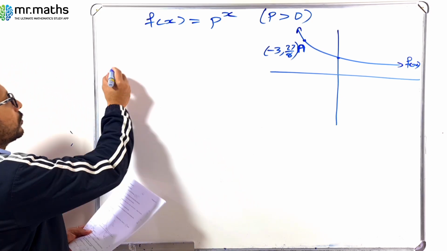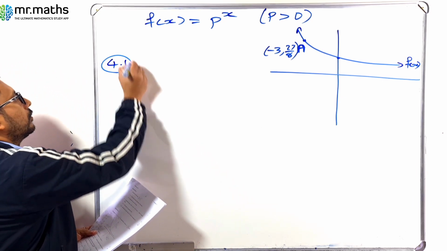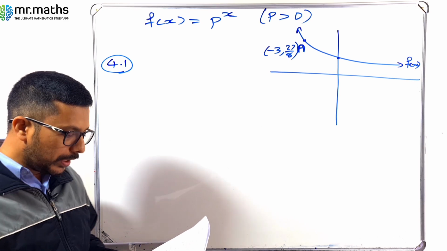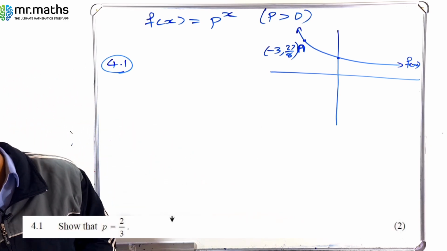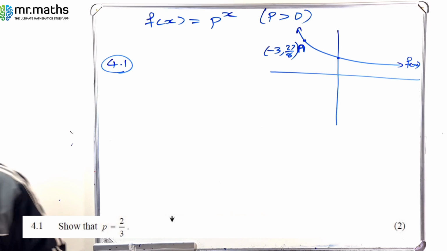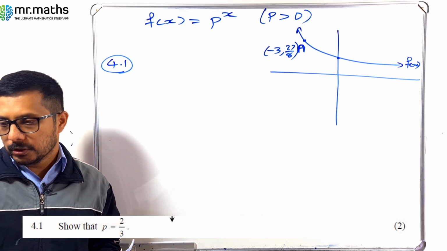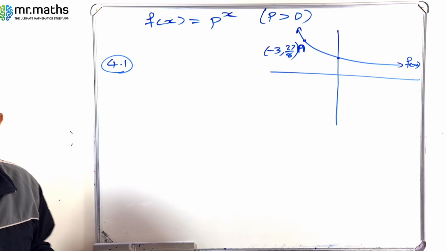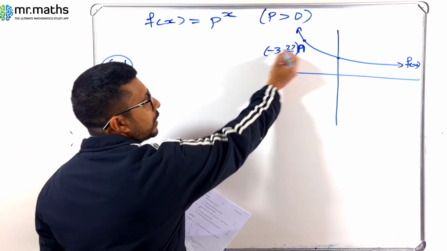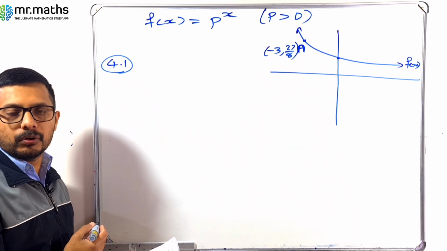What is the first question? Question number 4.1. Show that p is equal to 2 over 3. So it's a very simple question. You have to show that the value of p is 2 over 3. Okay, so how can you show that the value of p is 2 over 3? It's a simple question. One point is given, minus 3 comma 27 over 8.